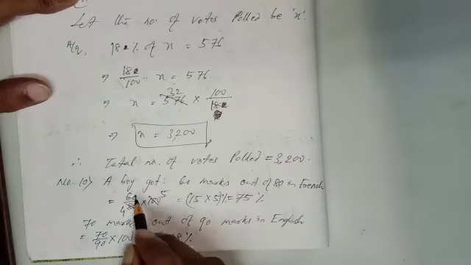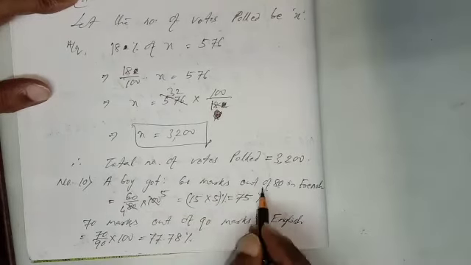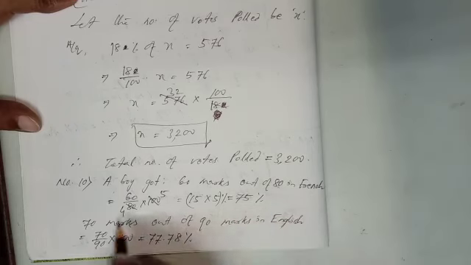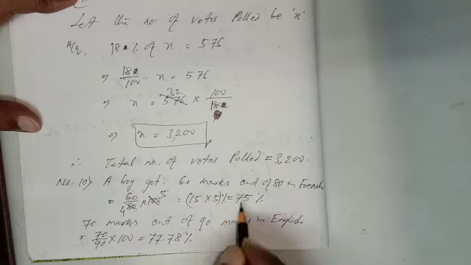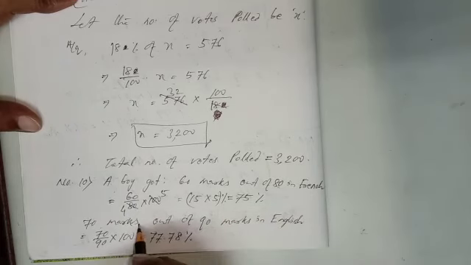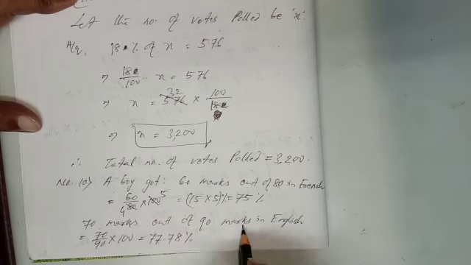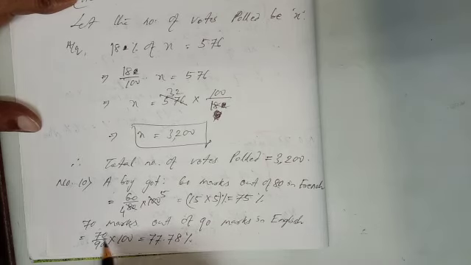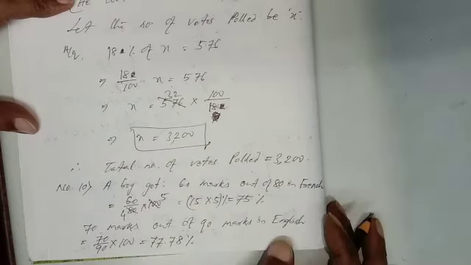So next question, a boy got 60 marks out of 80 in French, that is 60 by 80 into 100, coming 75%. 70 marks out of 90 marks in English, that was the percentage of English. 70 by 90 into 100, you are getting 77.78%.